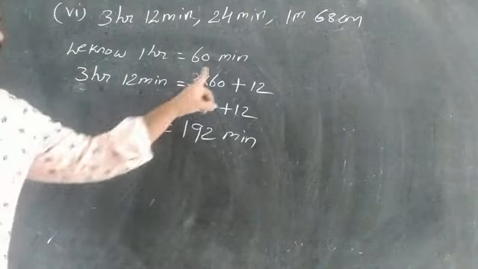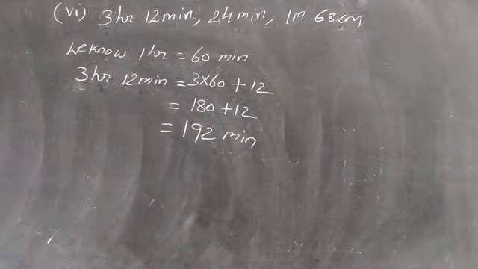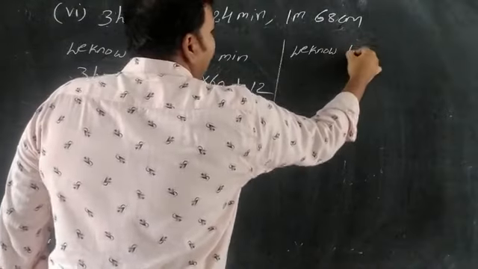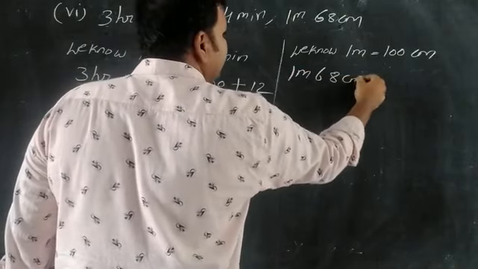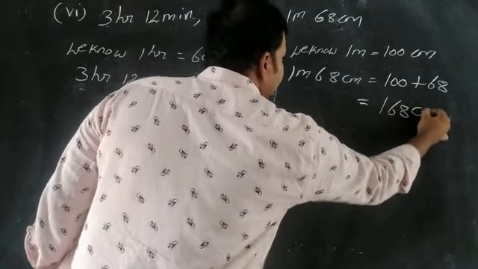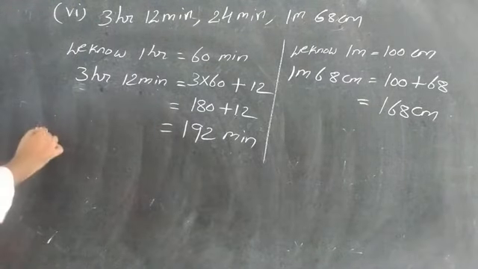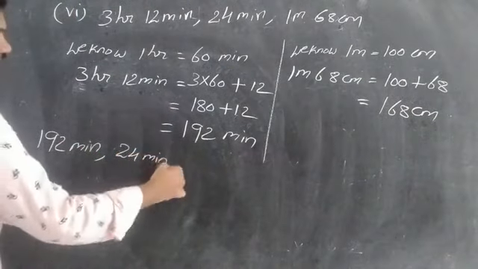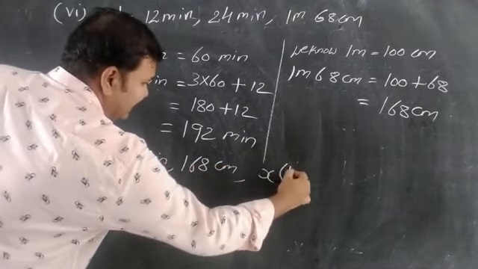How is it changed? 3 hours means 3 into 60, 180, plus already 12 minutes is there. Total it is 192 minutes. Now the next one is changing here. We know 1 meter is equal to 100 centimeters. So 1 meter 68 centimeters is equal to 100 plus 68, that is equal to 168 centimeters. Now the sum is changed as 192 minutes, 24 minutes, 168 centimeters, x.